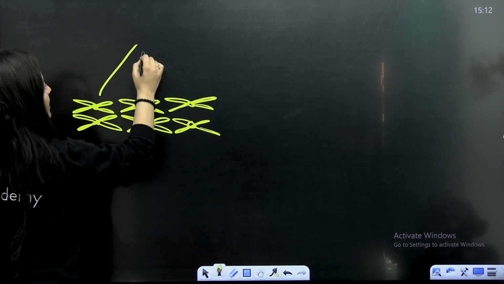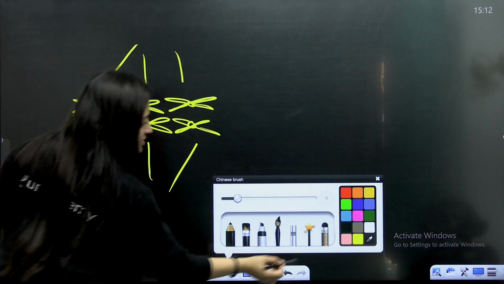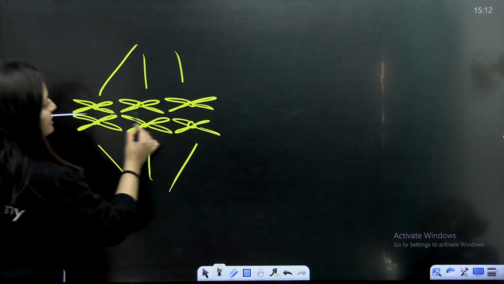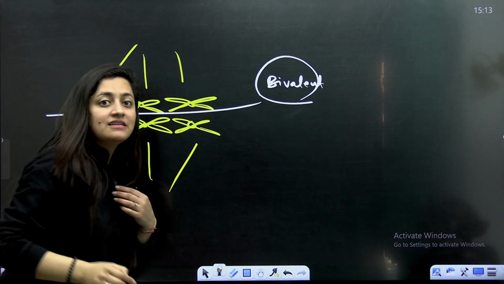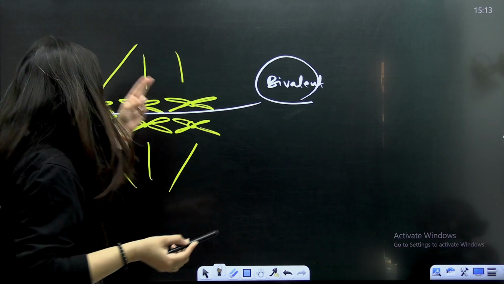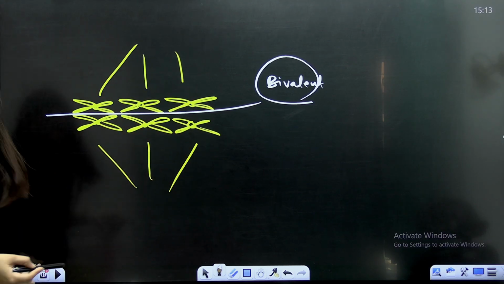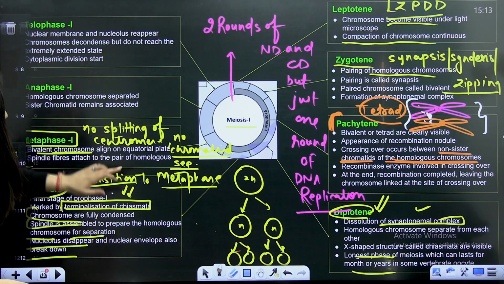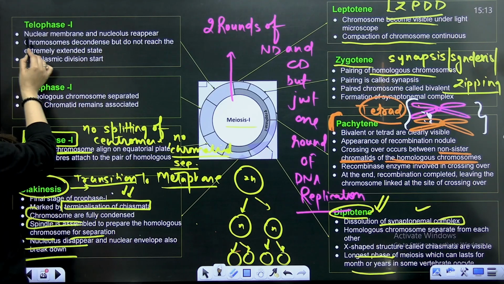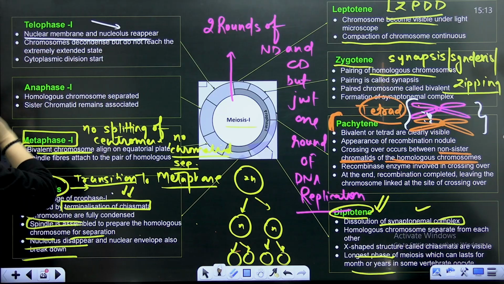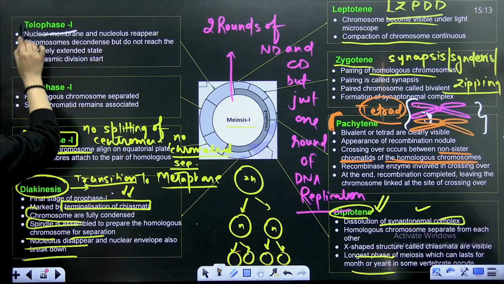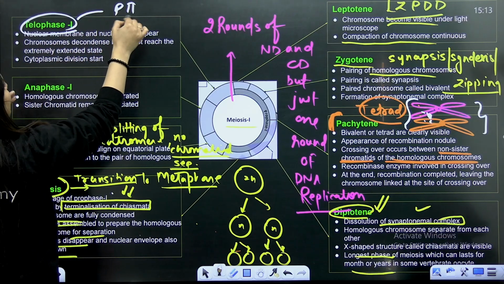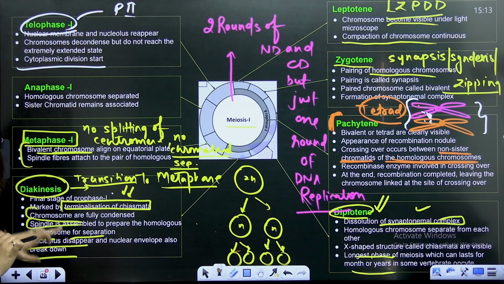In metaphase 1, you will always see two metaphasic plates. After anaphase 1, it is the bivalent that has to separate, not the splitting of the centromere. And after that, of course, we have telophase 1, where the nuclear membrane and nucleolus will reappear and the chromosomes will decondense, but not to an extremely extended stage, because after telophase 1 they need to enter prophase 2. Cytoplasmic division will start here.